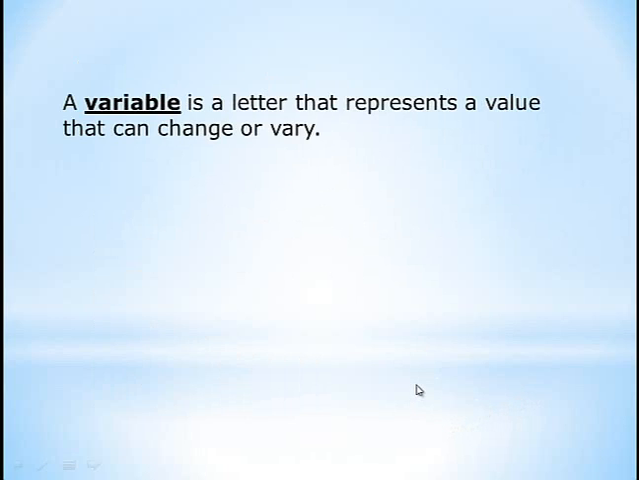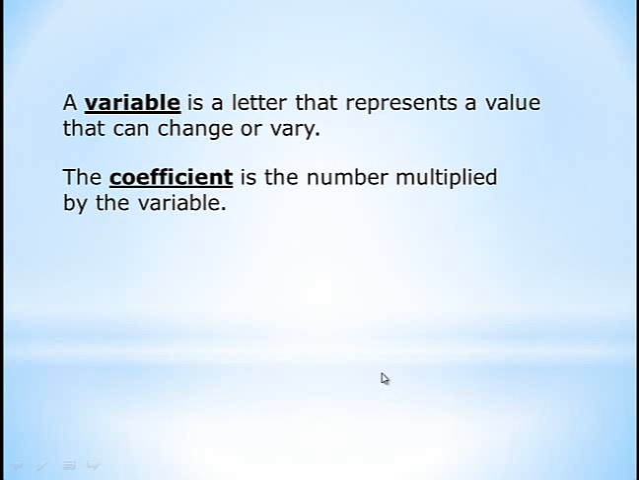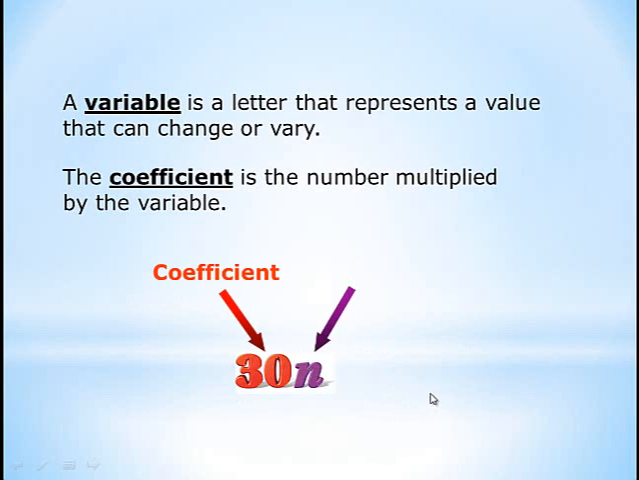A variable is a letter that represents a value that can change or vary. A coefficient is the number multiplied by the variable. For example, if I had 30n, 30 would be my coefficient and n would be my variable. Now we say this as 30n, but it means 30 times n. Go ahead and hit pause and copy that down.